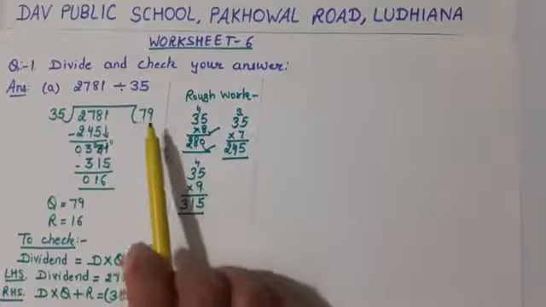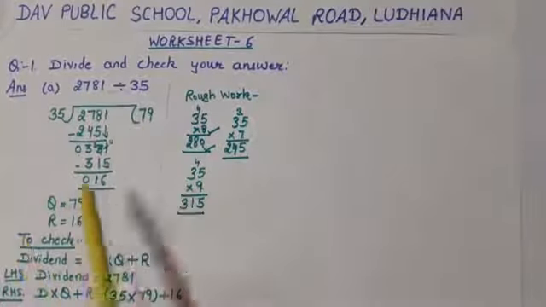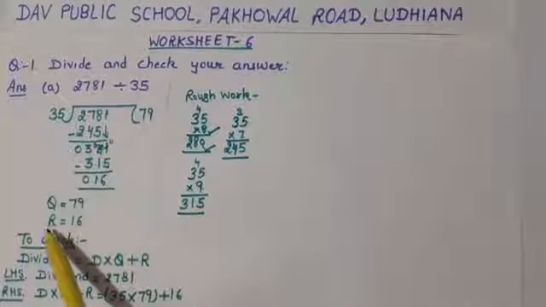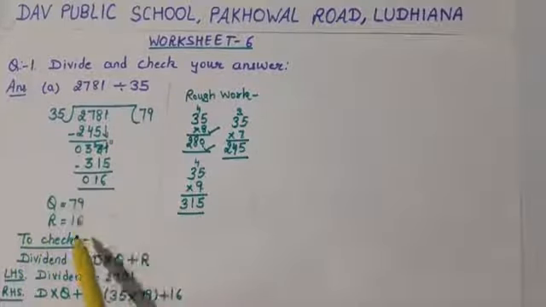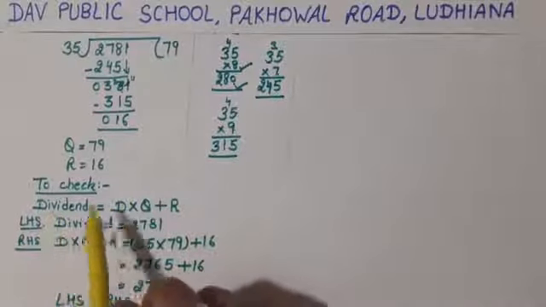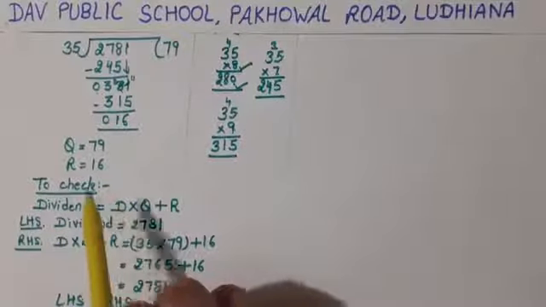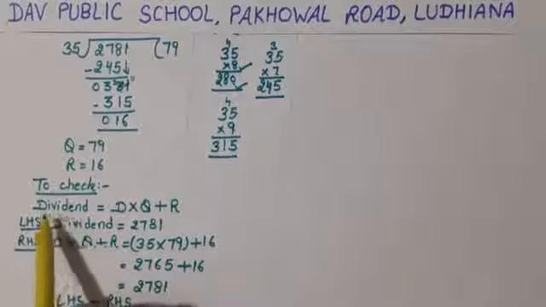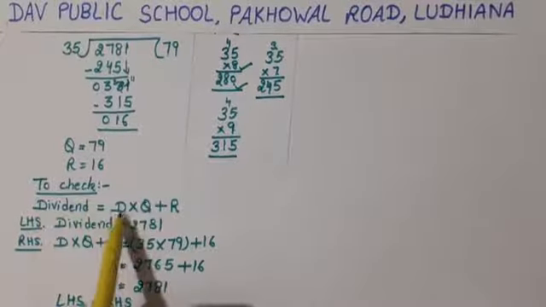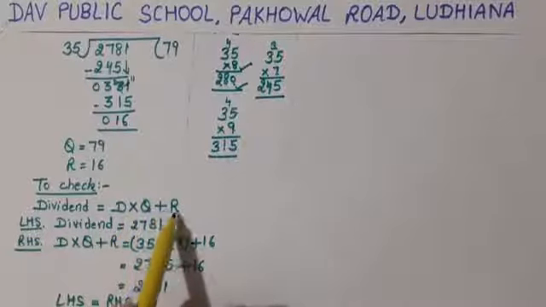Now we have the quotient, Q is for quotient, as 79, and R is the remainder. Remainder is 16. Now we check our answer. How do we check? You know very well the statement that dividend is equal to divisor multiplied by quotient plus remainder.